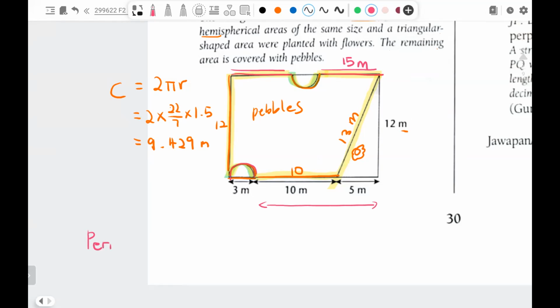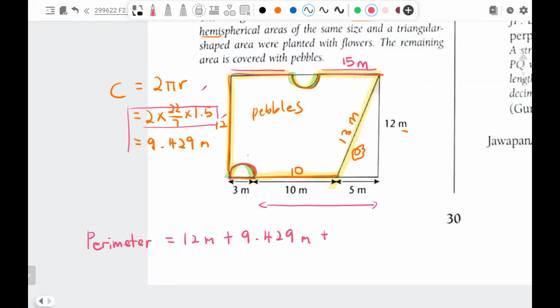Perimeter. See how we write the answer? Perimeter equal to, then you just add up one by one from here. 12 plus, then you show this one, the calculation. Or if you show out one side first, you write down this 9.429 first. You got the answer first, then you can straight away just total up only.